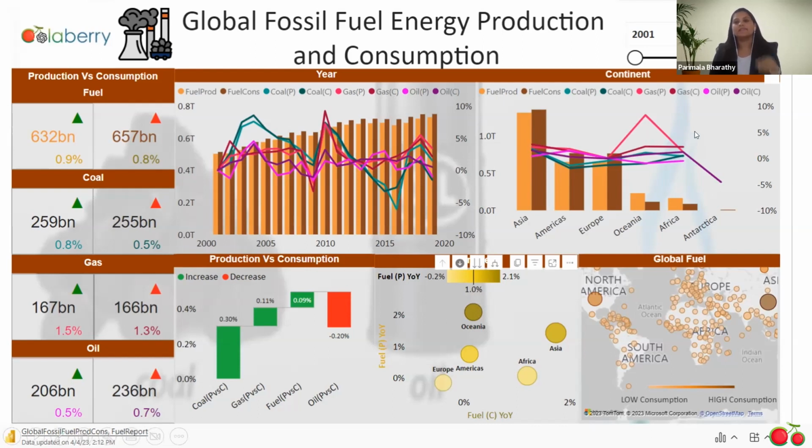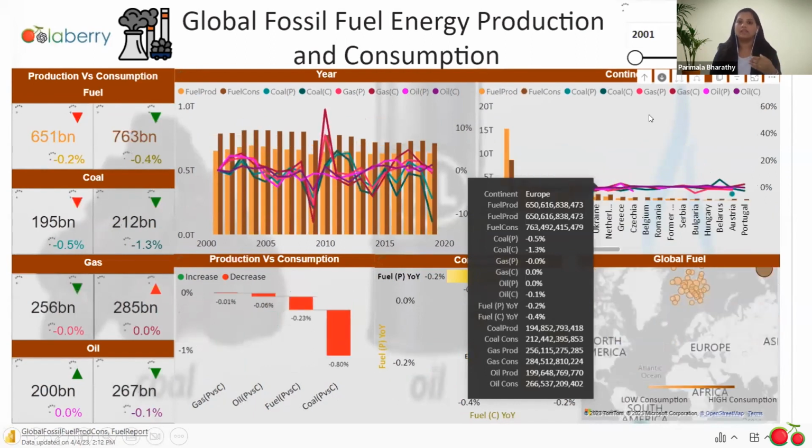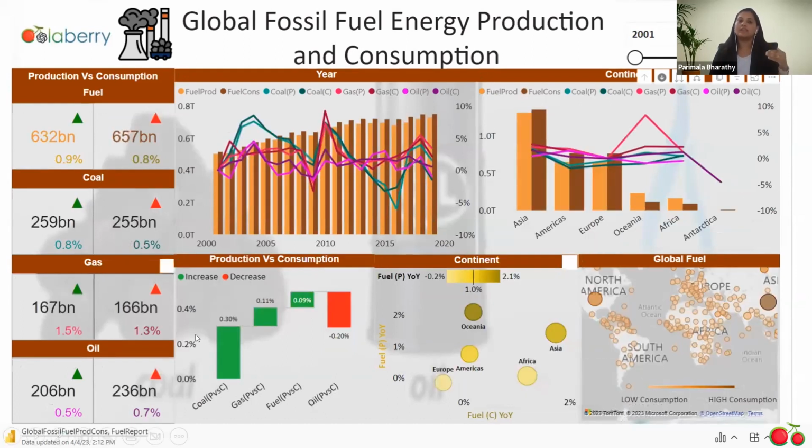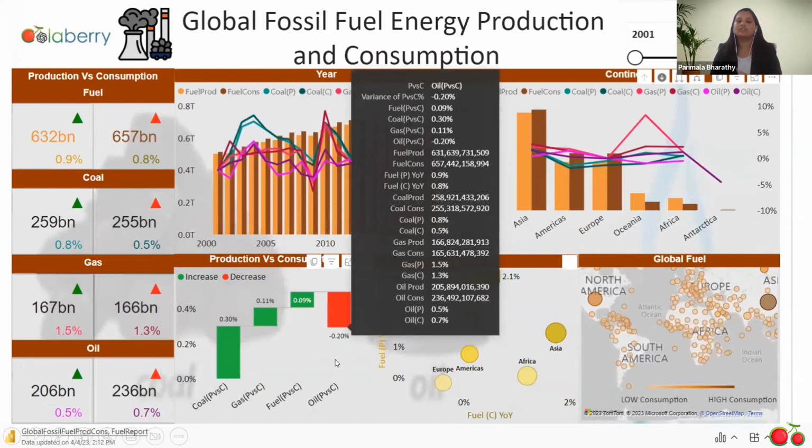My second chart is the same line and clustered column chart, but this is categorized by continent, which can be further drilled down into countries. Since my dashboard is slow, I will go to the next chart. See, now it has drilled down to country. The next chart that I have used in my dashboard is a waterfall chart, and I have used this chart to display the difference between production and consumption. If production is higher than consumption, then it is green, and if consumption is higher than production, then it is red.